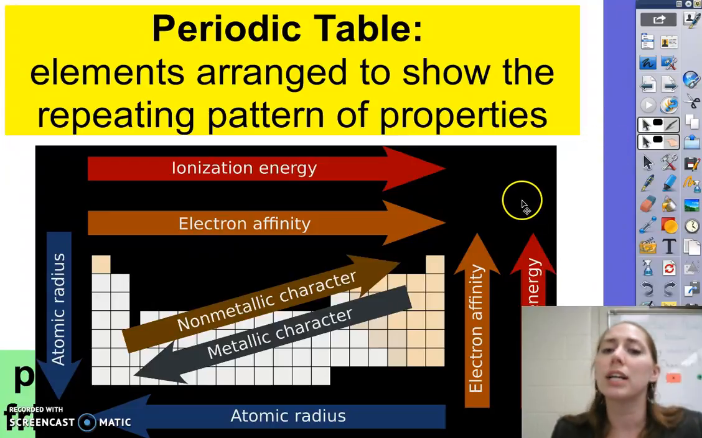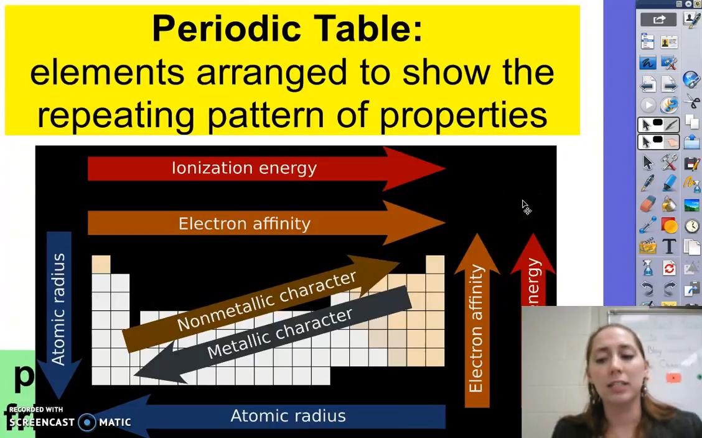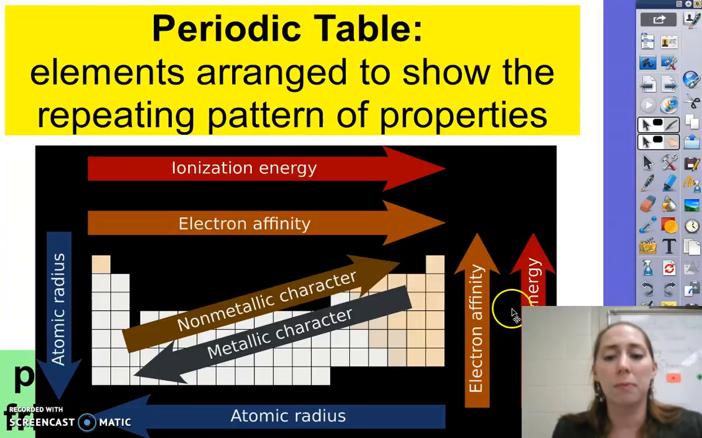Now today we don't organize them by atomic mass, we organize it by atomic number, which is the number of protons, because we know a bit more. But at the time, this was revolutionary. So it's arranged by those repeating patterns of properties, and there's lots of repeating patterns of properties.